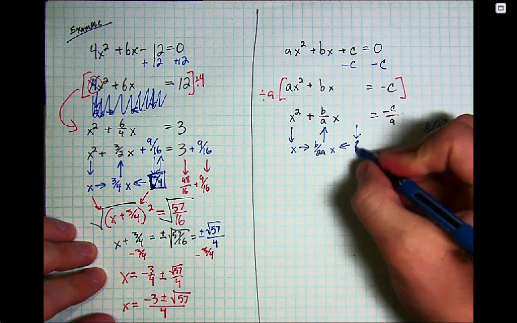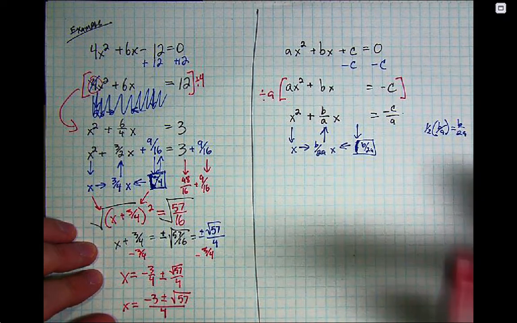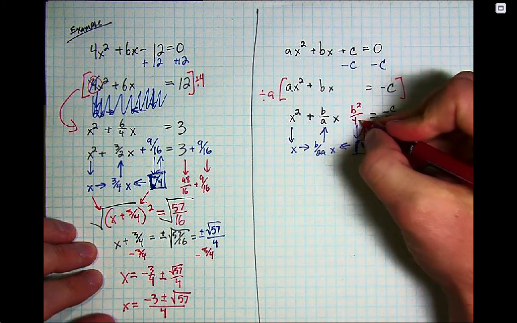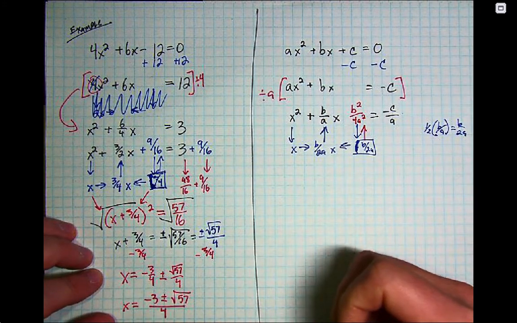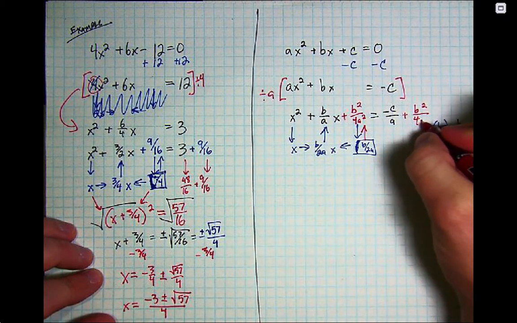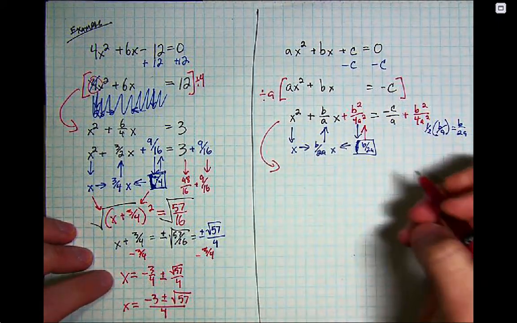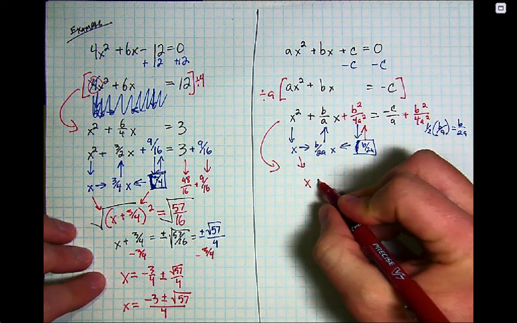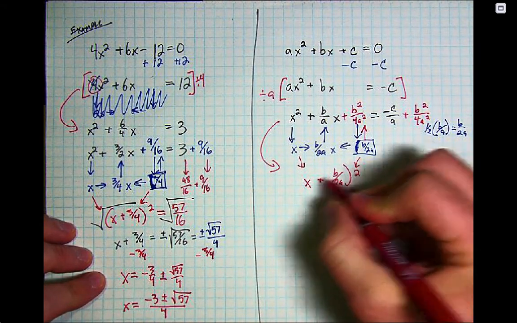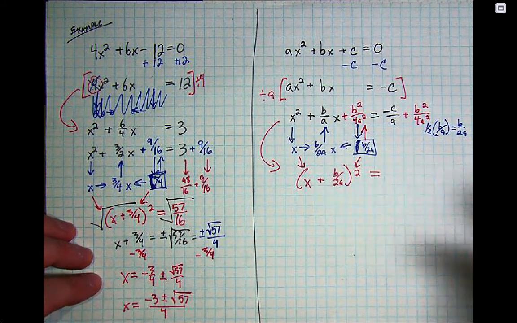That means that this right here is b over 2a, which means that this up here is the square of that, b squared over 4a squared. And we're going to add that to both sides. Having fun yet? This is exciting times. All right, what that gives me is x plus b over 2a squared equals, whoa, what do I got over here?